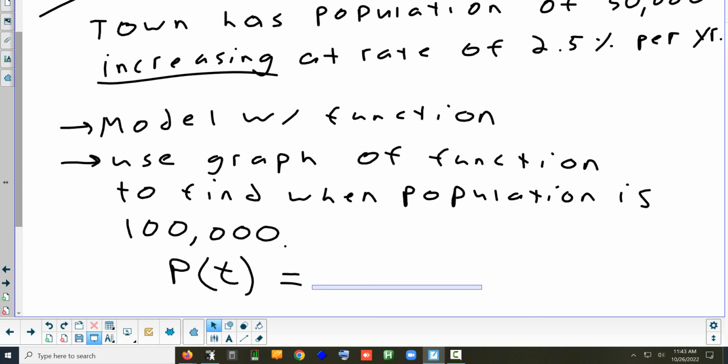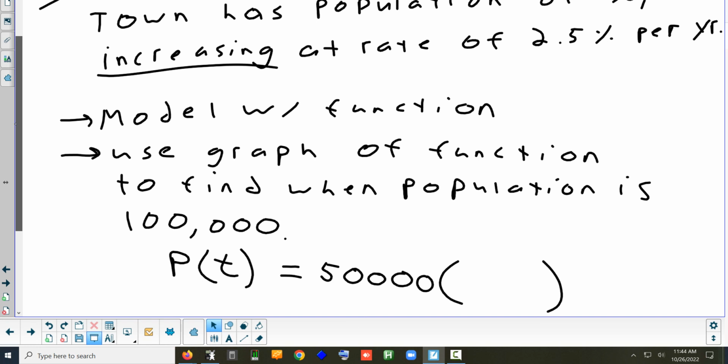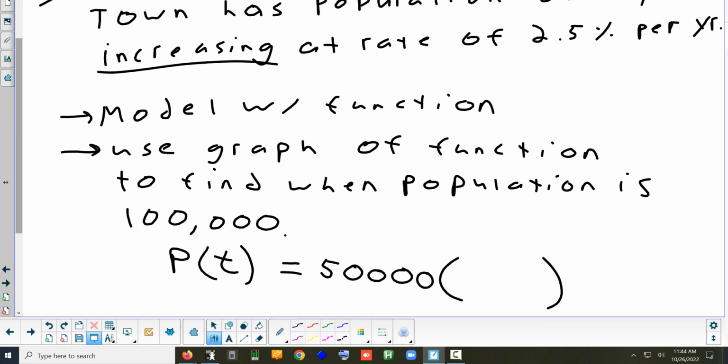What comes first in my formula? The initial amount. What was the initial amount here? 50,000. 50,000 times what goes in the parentheses. 1 plus the rate of increase. So 1 plus the rate of increase. I'm going to put it up above for a second so we can combine like terms. What's my rate of increase? 2.5%. The decimal would be 0.025. Yep, so 0.025.